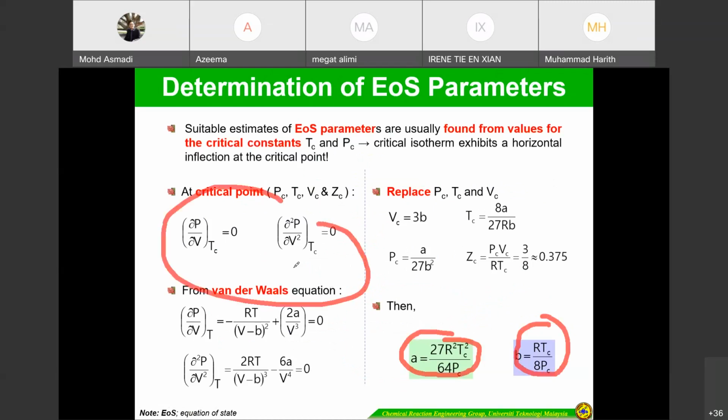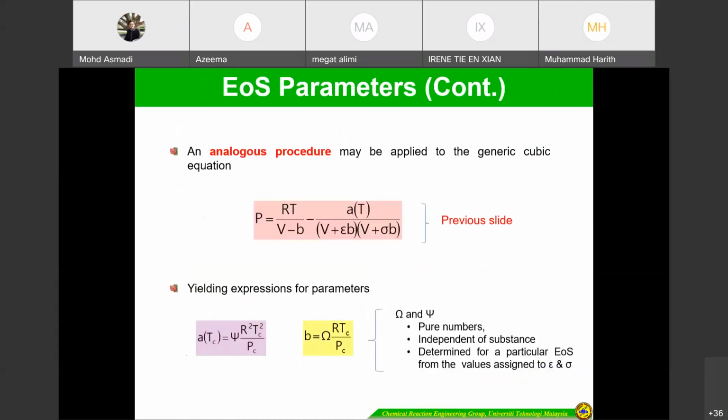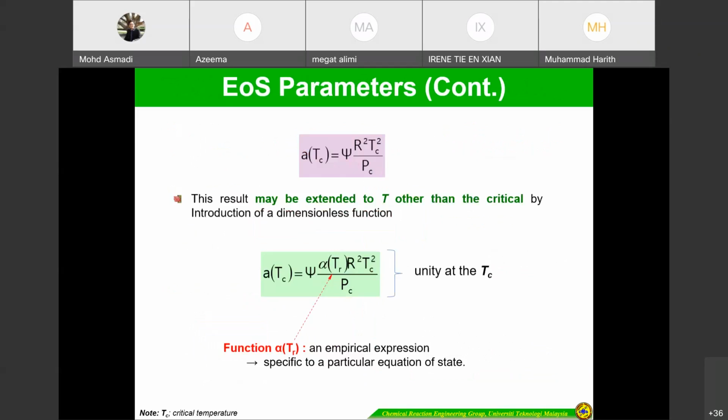This is just based on the combination of the critical point and also van der Waals. I don't think I'm going to explain this one. Although I actually prepared the derivation, but it has been a long time since I explained in terms of derivation. So yeah, you just use this equation. Understand? Okay, so let's see the other equation of state parameter.